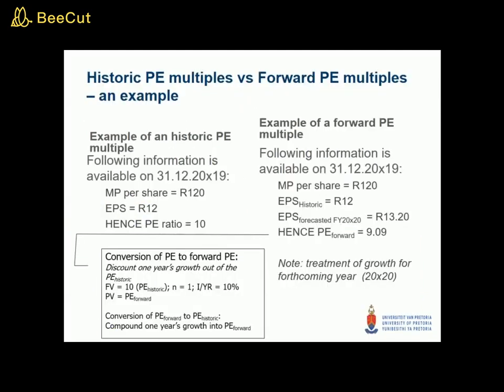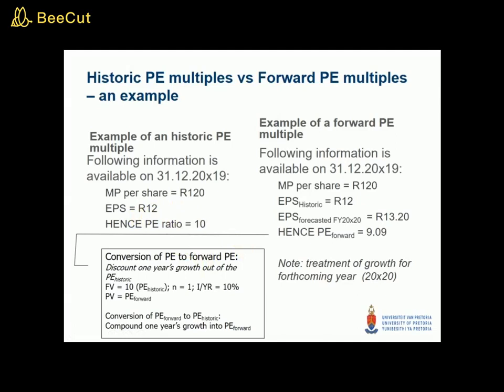Let's have a look at a quick example. In this particular example, we start off with determining how to calculate a historical PE. This is something that you all would have been familiar with and exposed to previously. So in this example, we have available at the end of last year, the 31st of December 2019, an earnings per share of 12 Rand and a market price of 120 Rand per share. That means that simply my price earnings ratio, 120 divided by 12, gives me 10. That would represent my historic PE ratio.